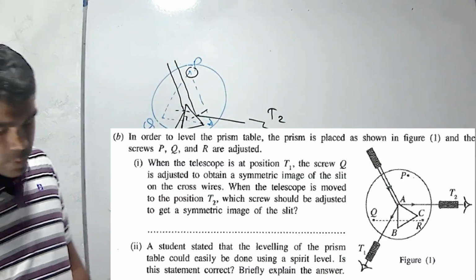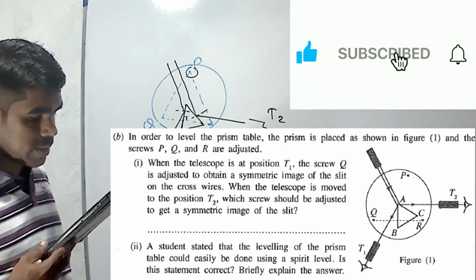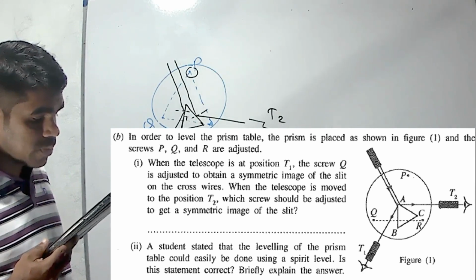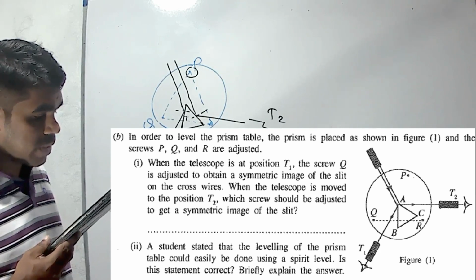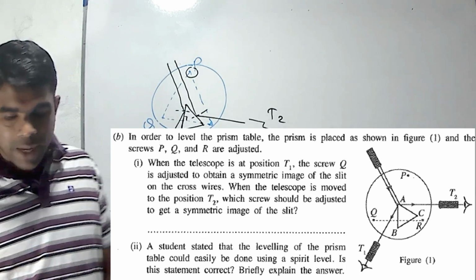In part 2, a student stated that the leveling of the prism table could easily be done using spirit levels. Is this statement correct? Briefly explain the answer.